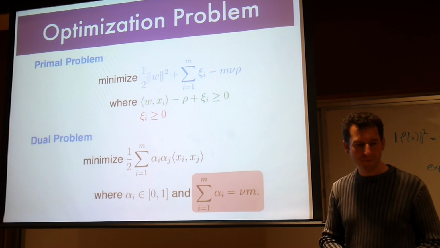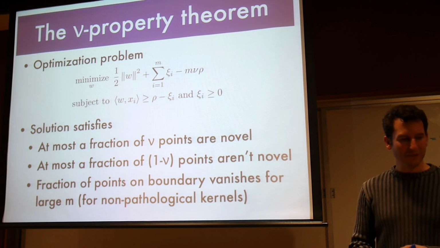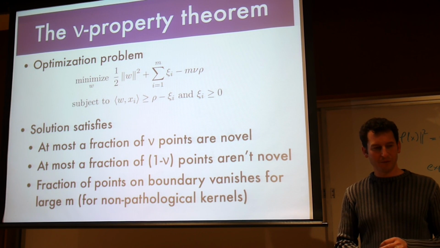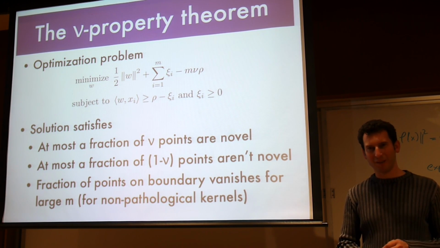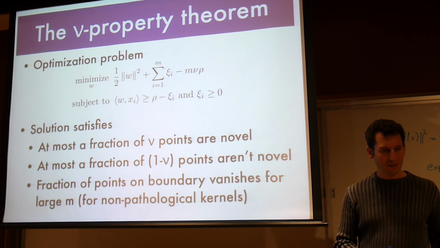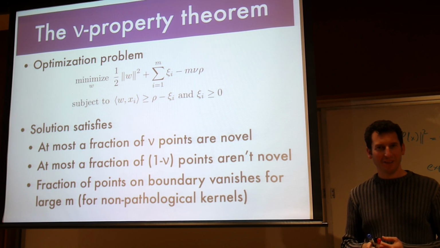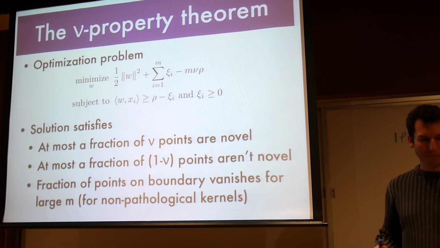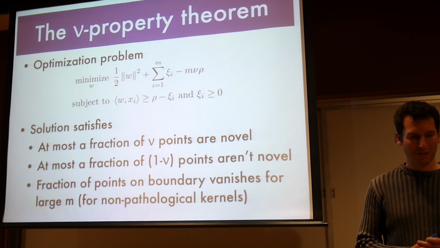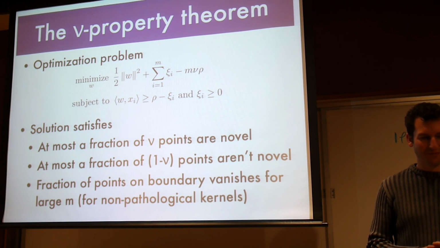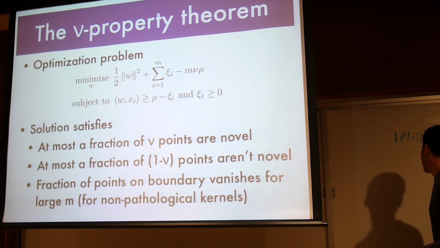Okay. So here's a cool theorem. It says that the solution of this problem satisfies that at most the fraction nu of points are actually novel, that at most the fraction 1 minus nu of points are not novel, and that anything that sits exactly on the boundary vanishes in the limit for very large m. Okay. So let's prove that graphically.